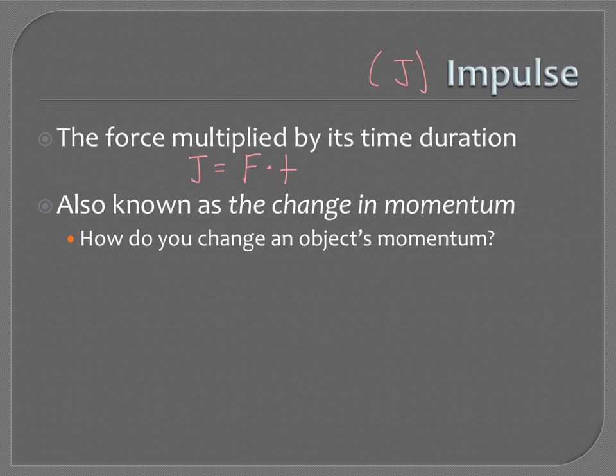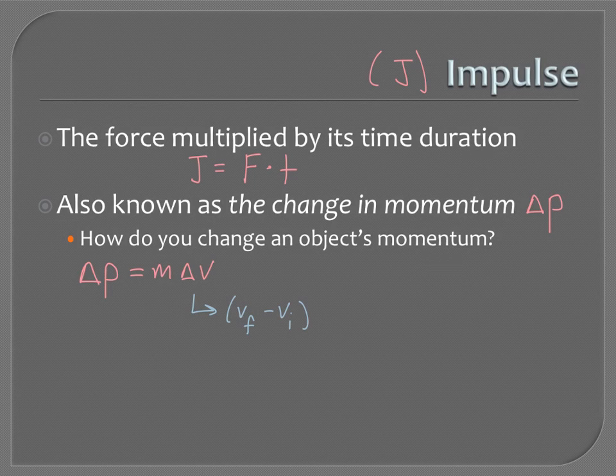Now impulse is also known as the change in momentum. The symbol for change is delta, and momentum is still our variable lowercase p, so delta p. And how do we change an object's momentum? The only way we could change an object's momentum is typically by changing its velocity. So delta p here is equal to the mass times the change in velocity, which is also equal to Vf minus Vi. So if you're given two velocities, you take the final minus the initial and you get the delta V.